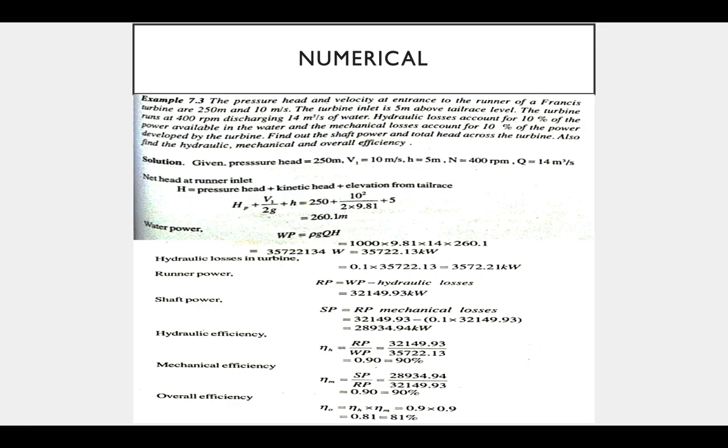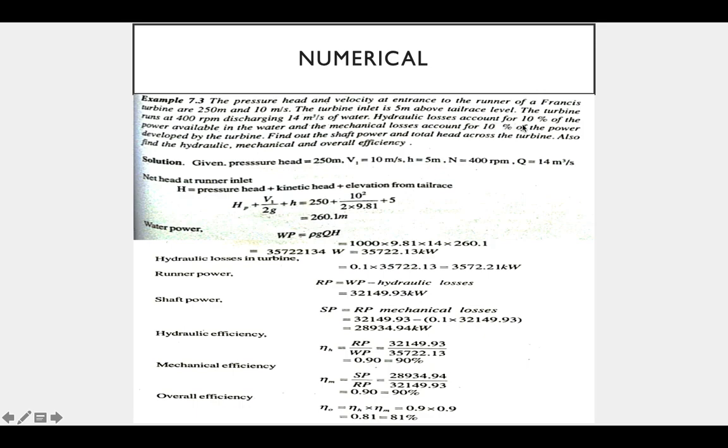Now a numerical on Francis turbine. The pressure head and velocity at the entrance to the runner of a Francis turbine are 50 meter and 10 meter per second. So the pressure head and velocity are given. The turbine inlet is 5 meter above tail race. The turbine runs at 400 rpm and discharges 14 meter cube per second of water.